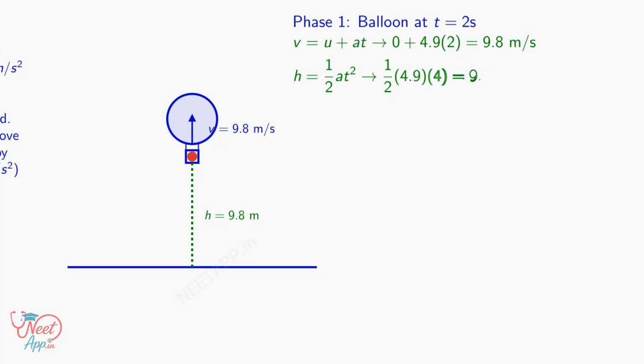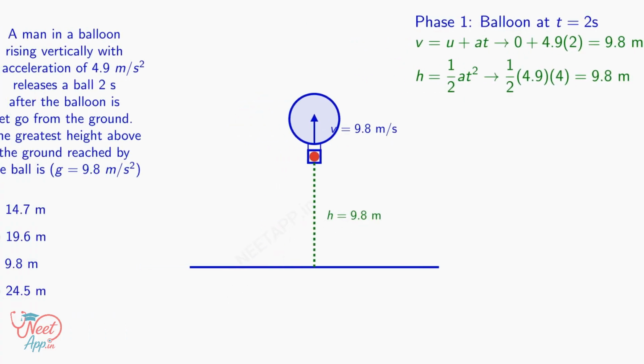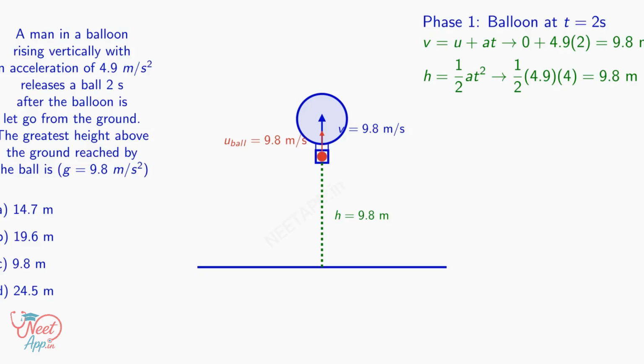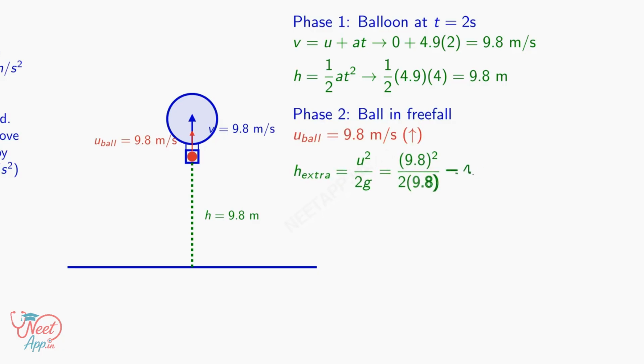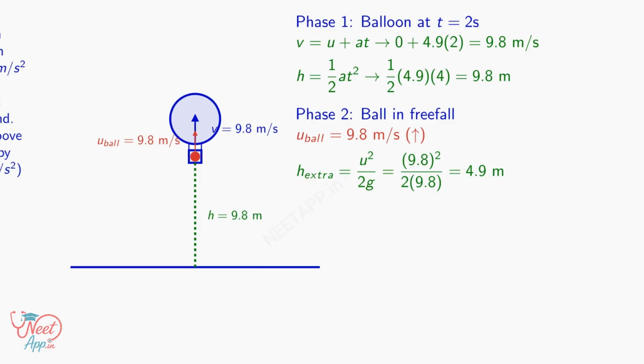When the ball is released, it doesn't just fall. It inherits the balloon's upward velocity of 9.8 meters per second. So the ball travels upwards a little bit further before gravity finally pulls it back down. Let's calculate this extra height using v squared over 2g. The extra upward distance is 4.9 meters.